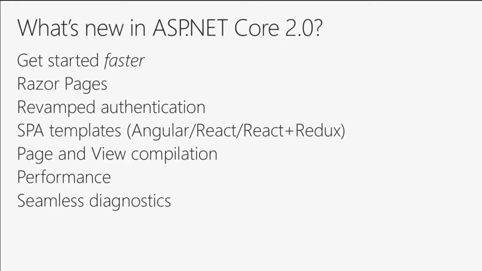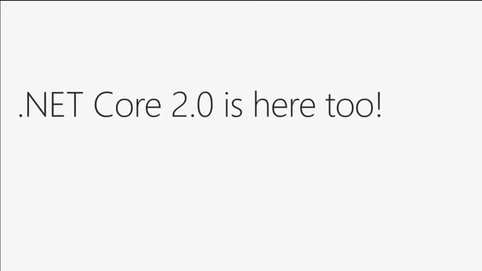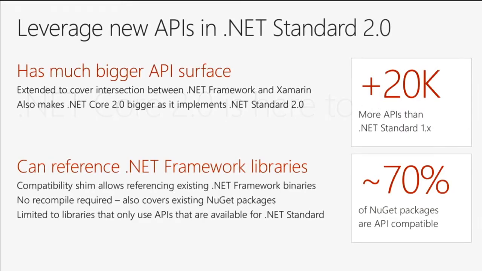All right, a lot to look at today. That's not all. Really? So, of course, as the .NET platform gets better, ASP.NET Core gets better. So it wasn't just ASP.NET Core 2.0 that shipped last month. We also shipped .NET Core 2.0, which ASP.NET Core actually ships with. As part of .NET Core 2.0, we now support .NET Standard 2.0.